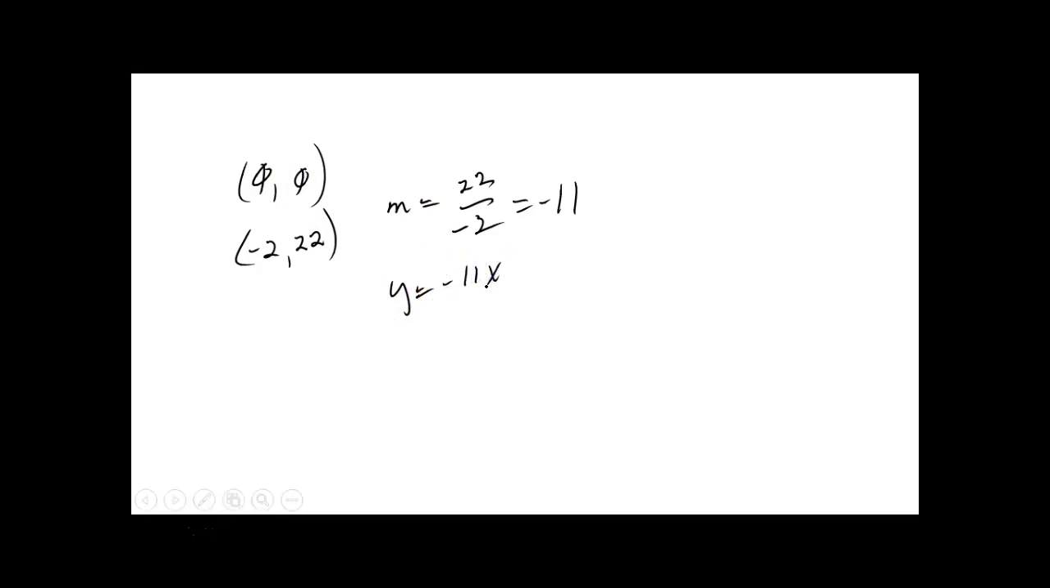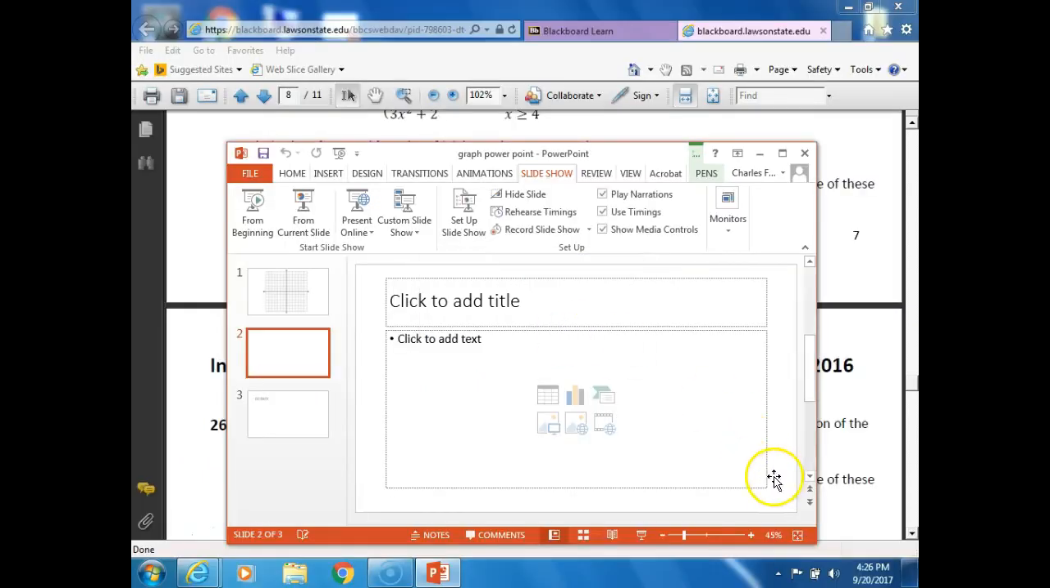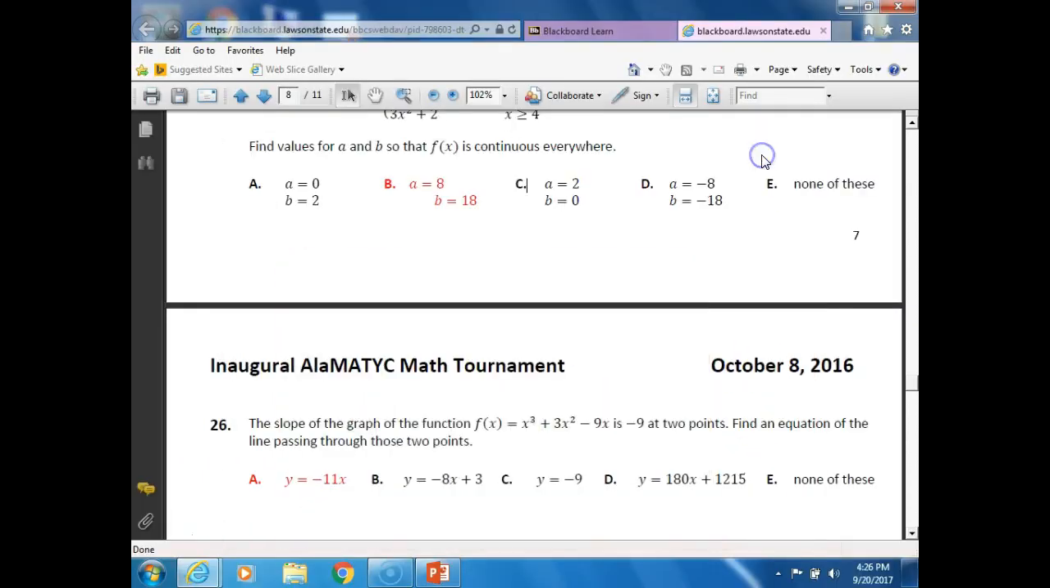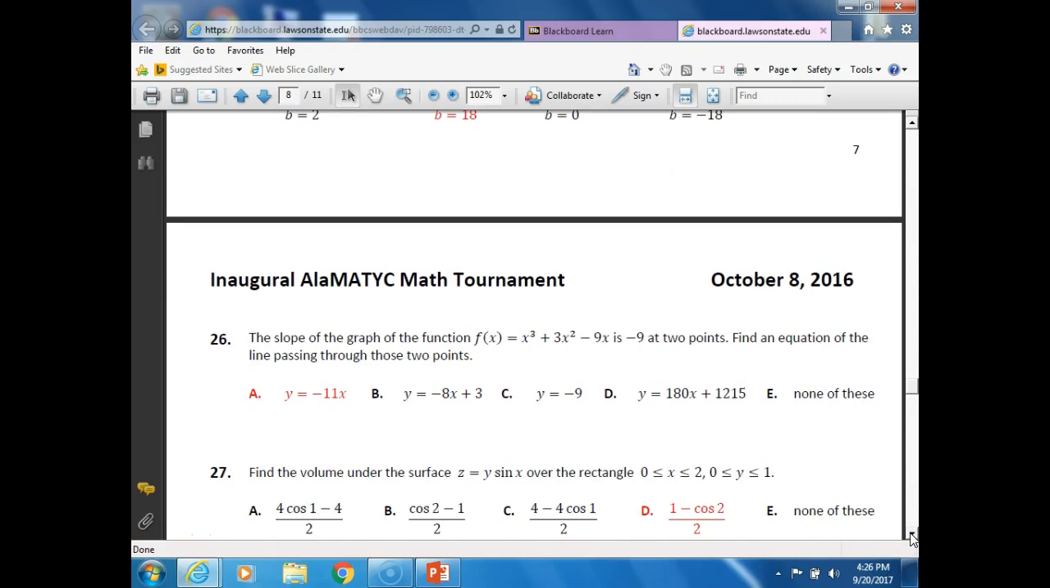Yeah. I'm so sorry. I missed not being able to look at the problem. I thought it meant find 2 points who have that slope of minus 9. But I'm sorry. Let's move to the next one. This is a terrible way to have to do this. Okay.